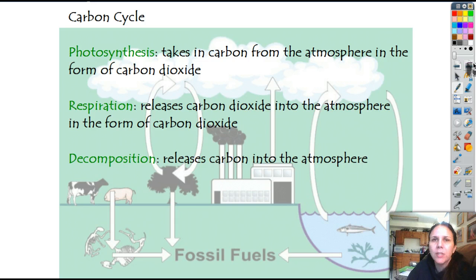Carbon cycle. Carbon, as we know, is the most important element for living things. It makes up every molecule that makes us up. So we kind of need carbon in order to survive. So the carbon cycle includes a couple different things.